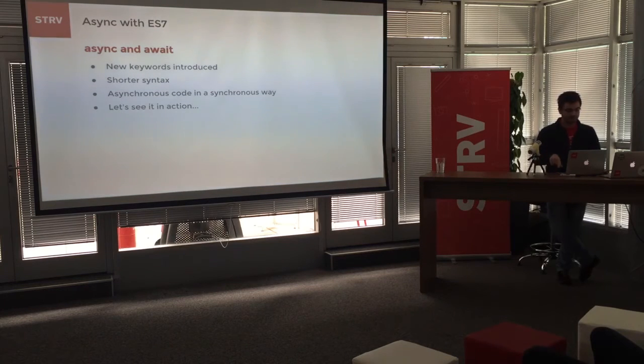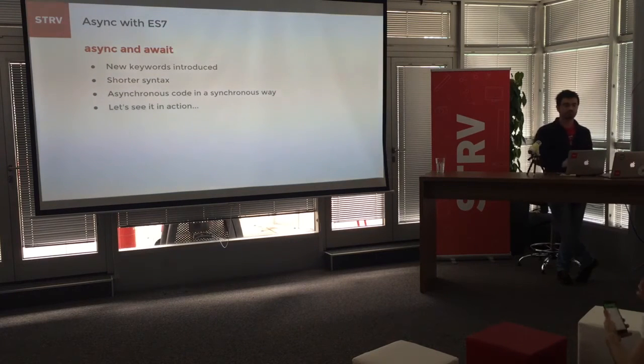To be honest, for production, I would wait until it's released and it's natively supported, rather than transpiling using Babel, for example, or any other transpiler. If you're a front-end developer, you might use a tracer, I think it's called, to transpile ECMAScript 7 to some lower version. So with async and await, we have asynchronous code in a synchronous way. And really quick, let's see it.